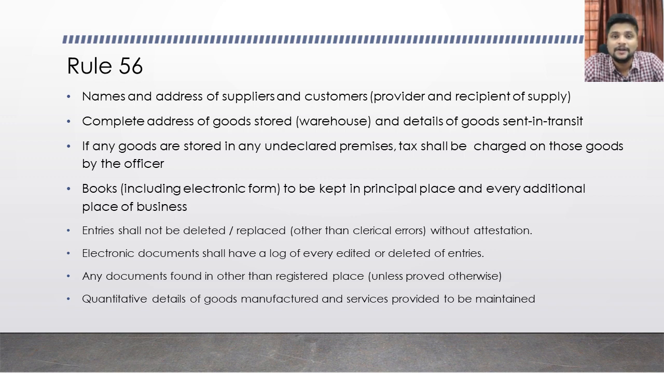Next one is the complete address of the warehouse where the goods are stored, and the details of goods that are in transit. So all these documents has to be maintained. What are all those documents related to goods? Complete address of the warehouse where the goods are stored. That is one. Second thing is if the goods are in transit, and I mean here both outward transit as well as inward transit. So for both the transits, the details or documents relating to goods that are in transit also have to be maintained.